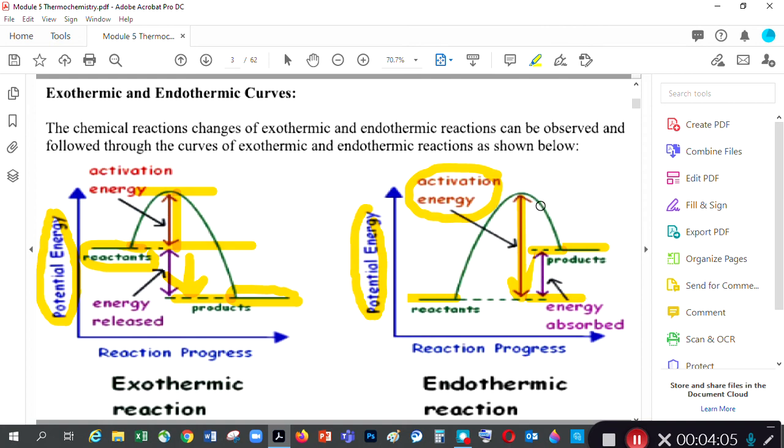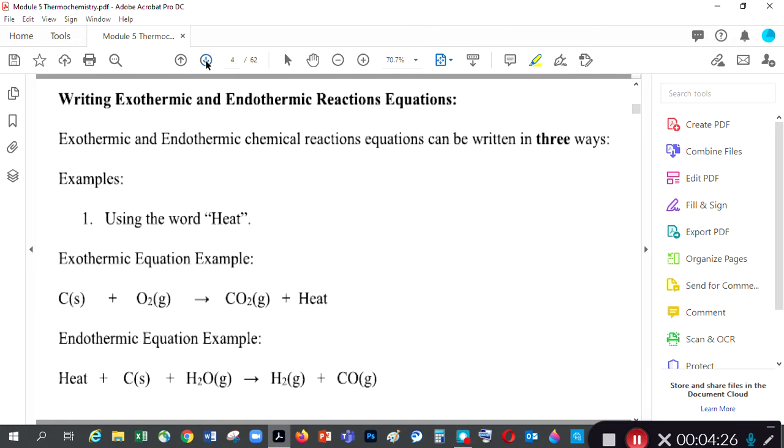In the endothermic reaction, those types of chemical reaction really do need to take in heat or energy from the surroundings. So you can see the difference between them. We have to recognize exothermic versus endothermic curves.